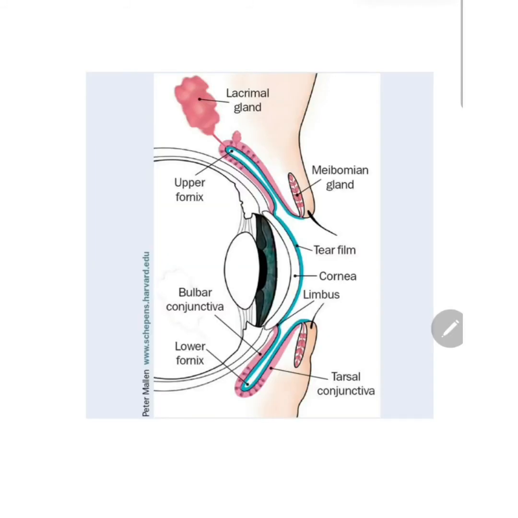Now let's see what the different appendages of the eye are. This consists of three parts: the eyelids, the conjunctiva, and the lacrimal apparatus. These are the eyelids, and the pink one is our conjunctiva.